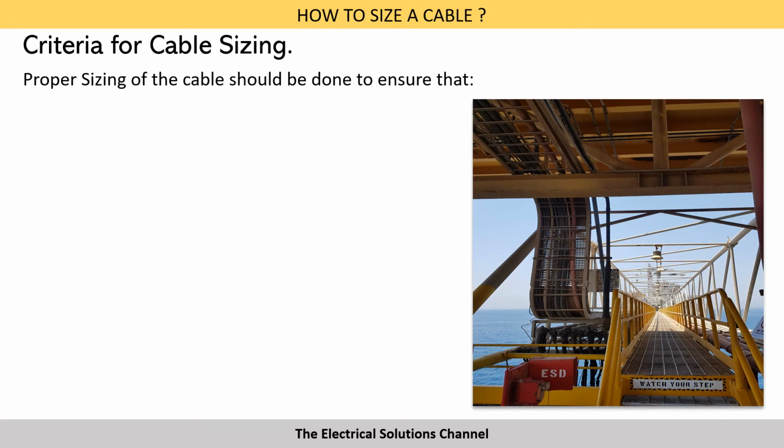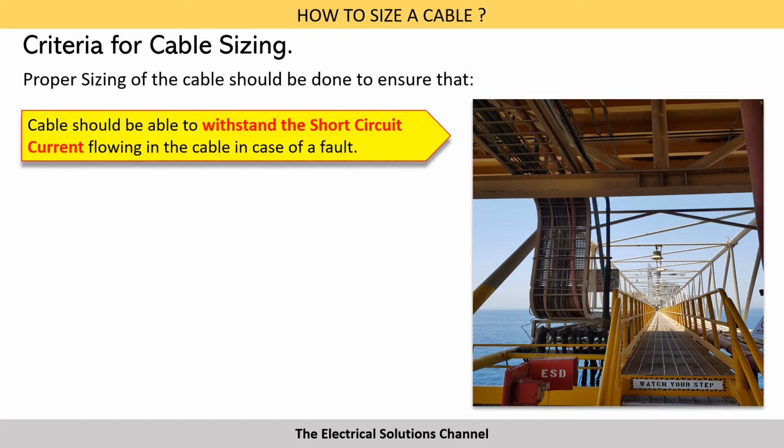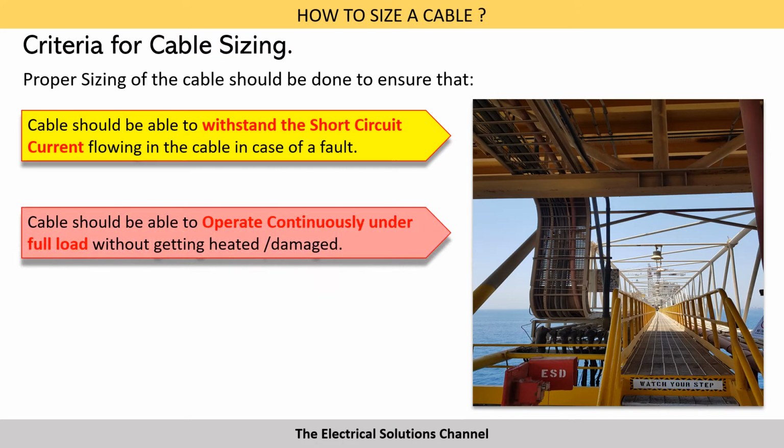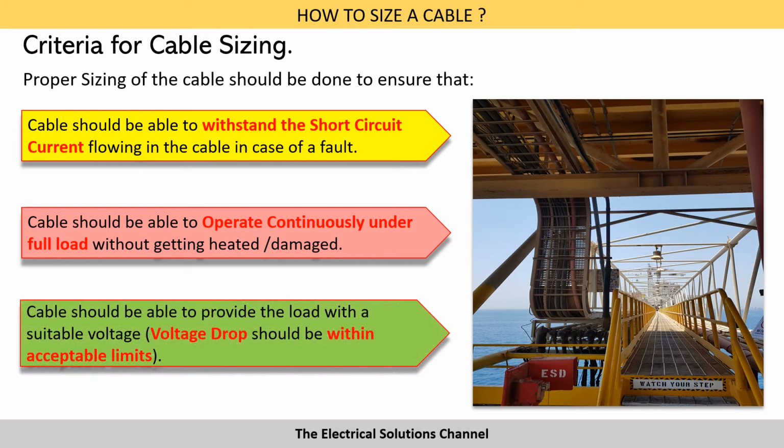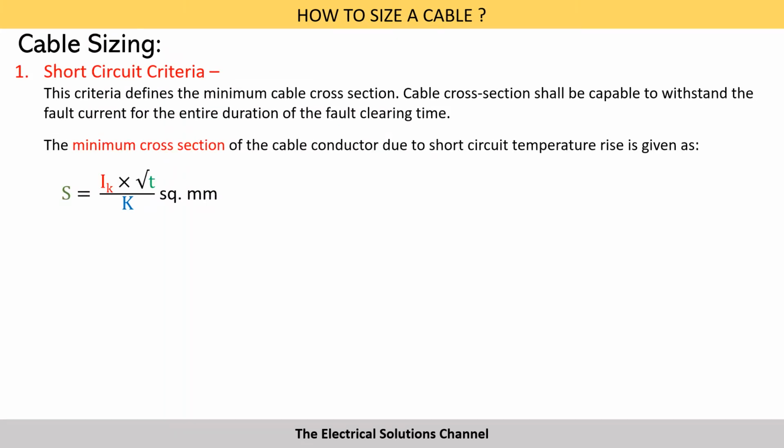There are three things we need to ensure for a proper sizing of a cable. First, the cable should be able to withstand the short circuit current flowing in the cable in case of a fault. Second, the cable should be able to operate continuously under full load without getting heated or damaged. And lastly, the cable should be able to provide the load with a suitable voltage. That is, the voltage drop should be within acceptable limits. Let us now understand each of these criteria in detail.